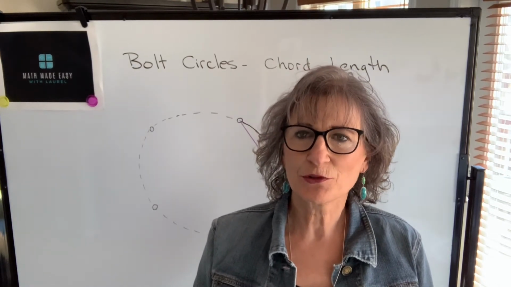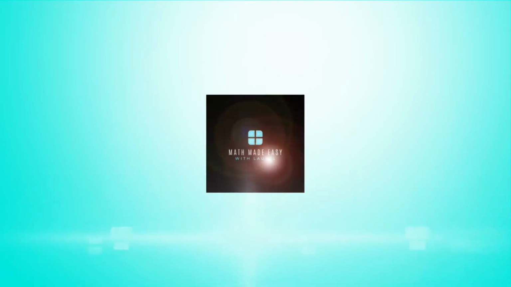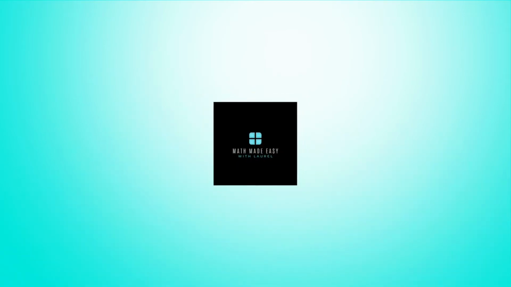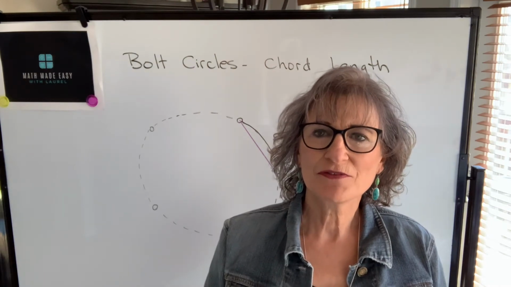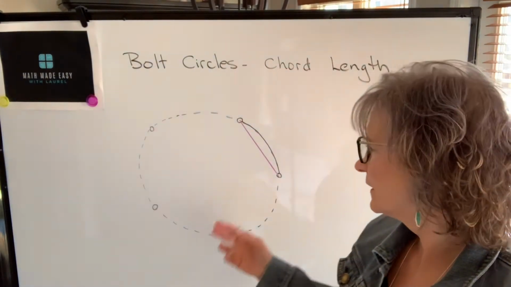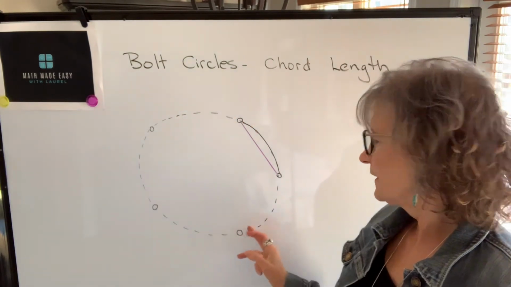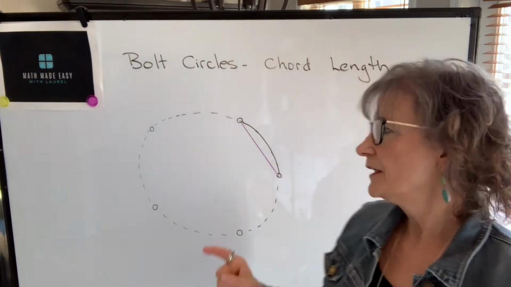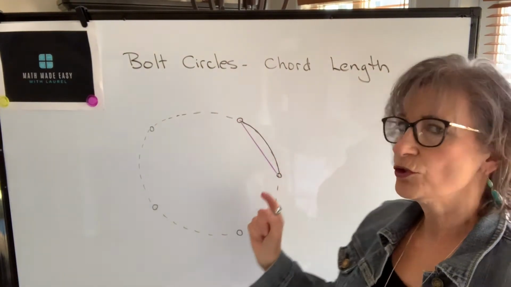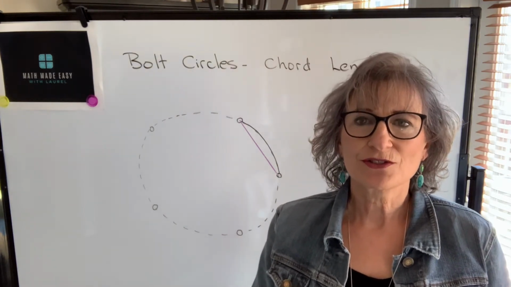I'm Laurel, and in this video we're going to talk about the chord length in a bolt circle. In the previous video we talked about how we calculate the coordinates for the holes on a bolt circle. This video we're going to talk about how we calculate the straight line center to center distance between two adjacent holes. And we're going to use right triangles to do that.